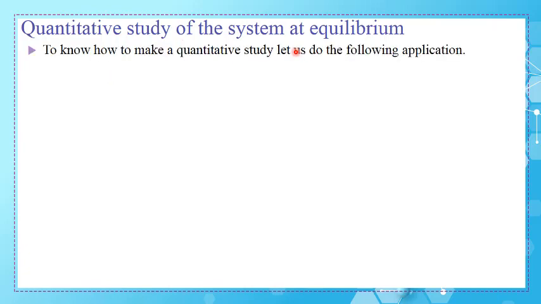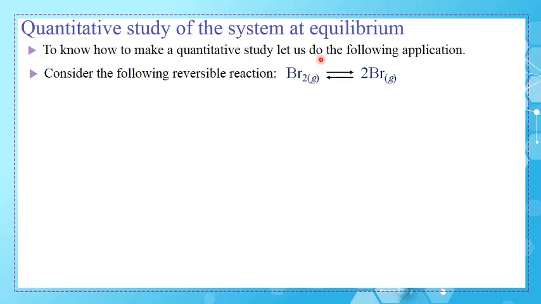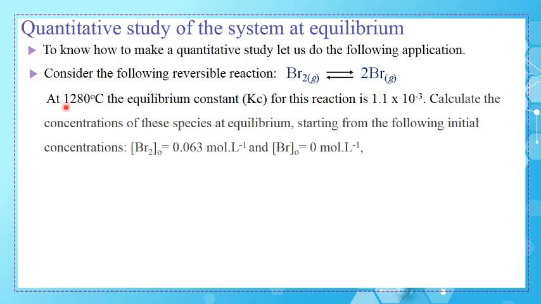To know how to make this quantitative study, let's consider the following application. Consider the following reversible reaction. Br2 gas would give us in a reversible way 2Br gas. The given is at 1280 degrees Celsius, the equilibrium constant Kc for this reaction is found to have this value.